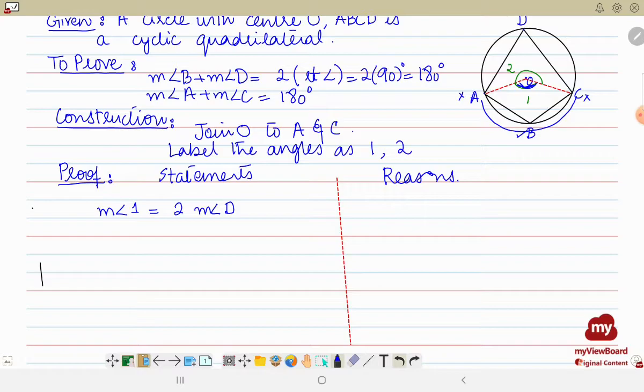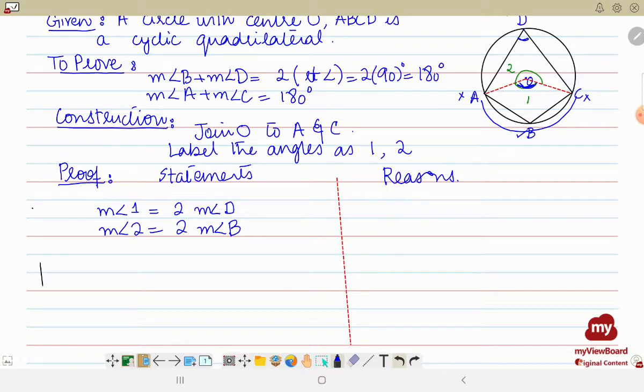This is the central angle, and because of the same arc, this angle D is the circumangle, or you can say the angle at the circumference, right? And also measure angle 2 is equal to 2 times measure angle B, right? This is the central angle from this side because of arc ADC. Angle 2 is the central angle, and because of arc ADC, angle B is the circumangle.